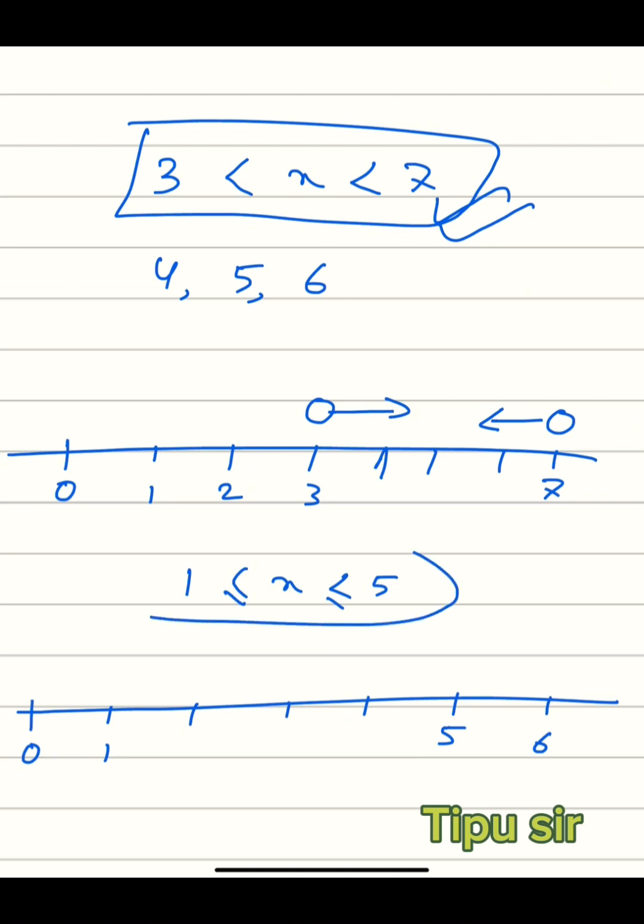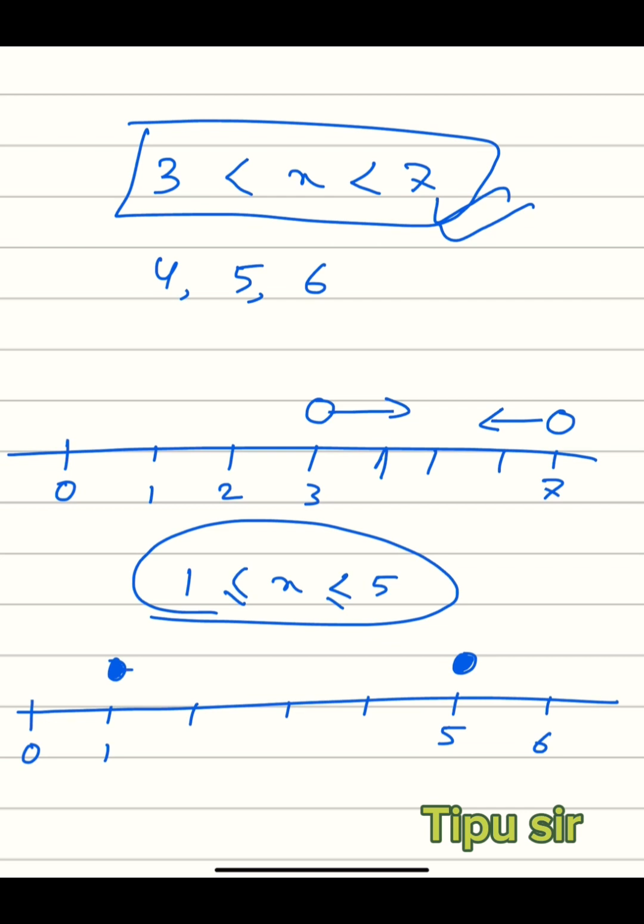Now, if you look at the inequality, what do you see? The values of x have to be greater than 1. Make a circle on 1. And the values of x have to be less than 5. Make a circle on 5. Now, let's understand the basic difference when we have an equals to. If we have an equals to, we need to shade the circle. We need to shade the circle on 1 and we need to shade the circle on 5 as well.